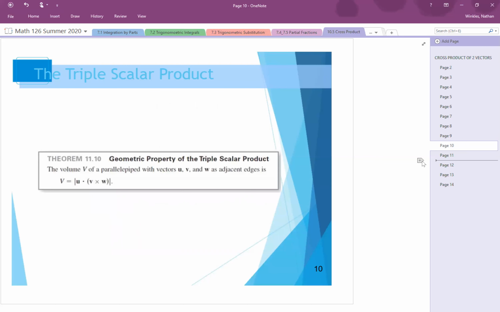Now, a geometric property of the triple scalar product: the volume V of a parallelepiped with vectors U, V, and W as adjacent edges is given by V equals the absolute value of the determinant, U dot V cross W. Just like we've been doing before, this is talking about things in a slightly different geometric way.